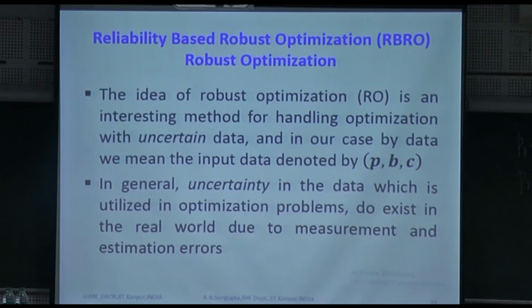So in general, uncertainty in the data which is utilized in an optimization problem does exist in the real world due to measurement error and estimation error. So we'll consider one set which are errors occurring due to my own problem of measurement, and there is some set of values which we cannot measure because they are undeterministic, probabilistic, and we do not have any information about them.